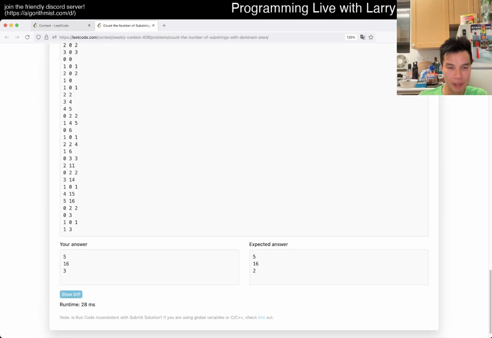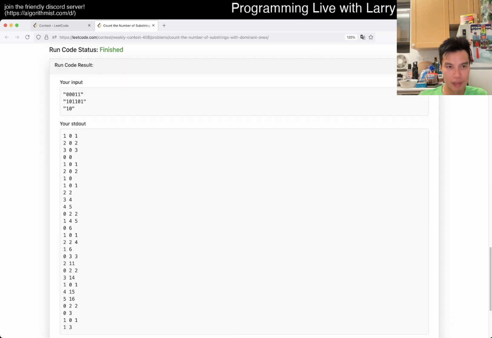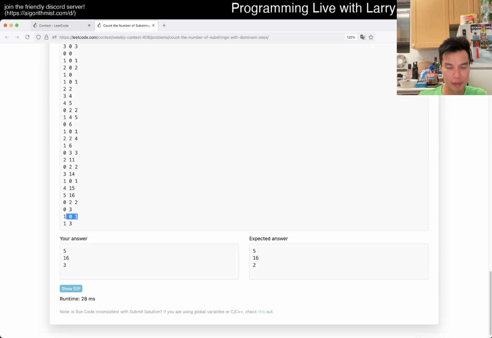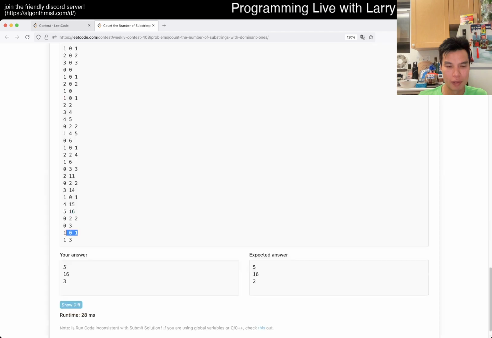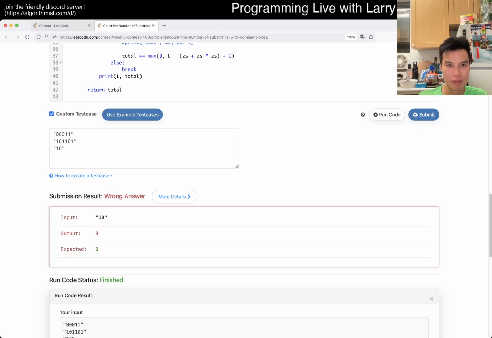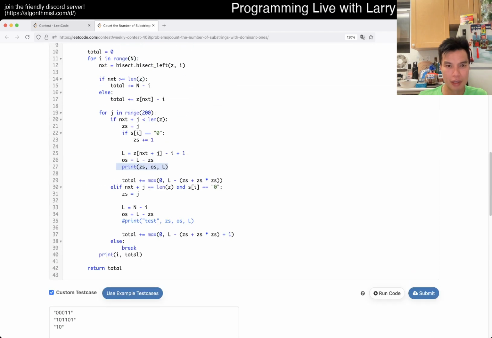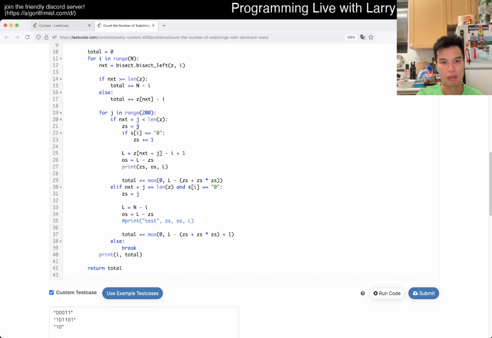Why am I wrong here? 0, 3. Nope. 1, 0, 1 is the one. 1, 0, 1, length 1. That's not right. I think I'm just not consistent in how to find it because I just got very confused. This should be j plus 1. Yeah, this should be j plus 1.